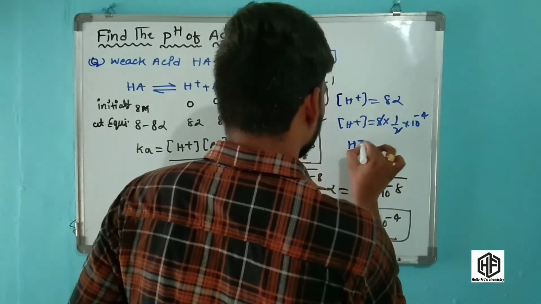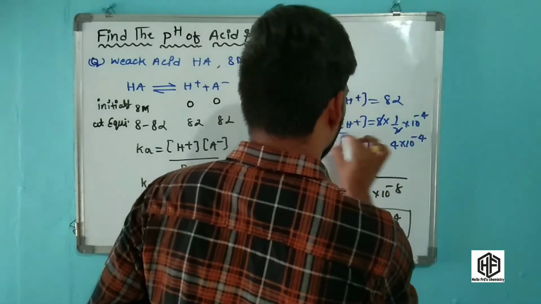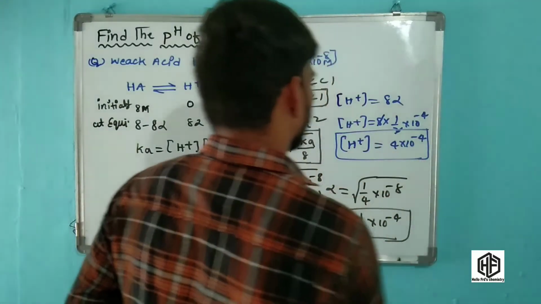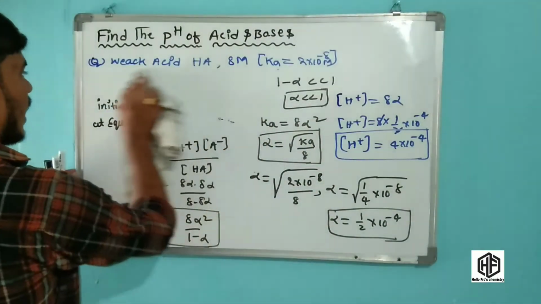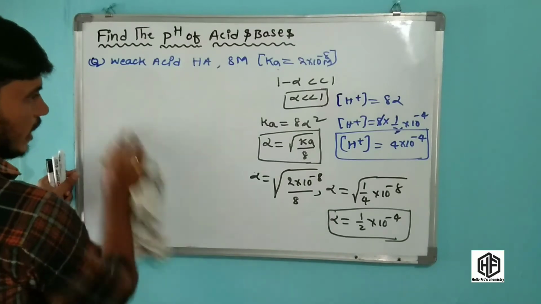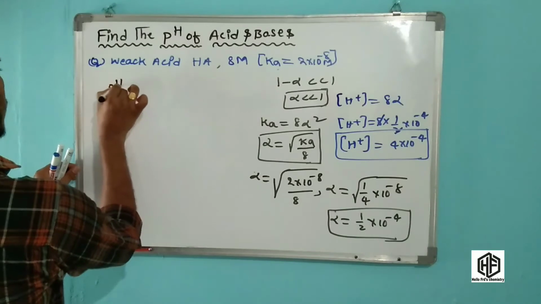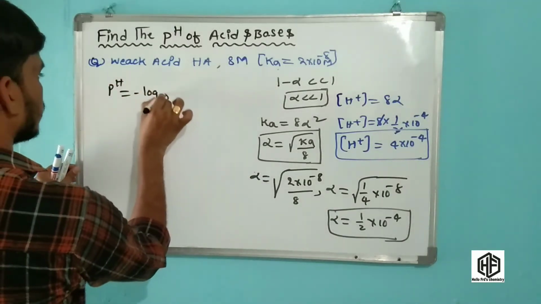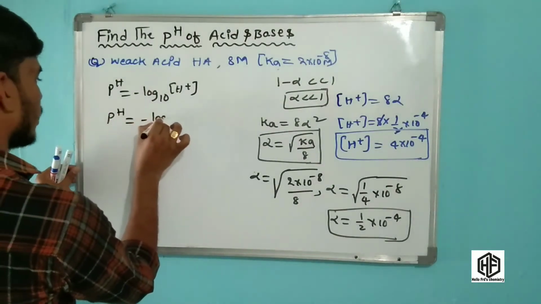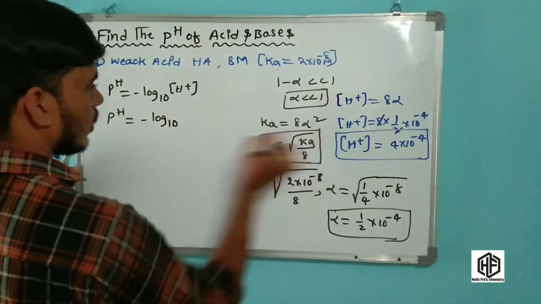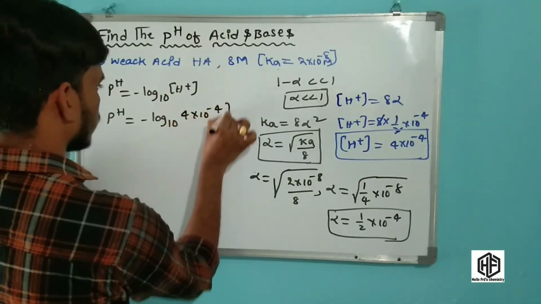Now what happened there, friends? The H plus ion concentration is 4 into 10 to the power of minus 4. Now we have to calculate the pH of this weak acid. pH is equal to minus log base 10 of the concentration of H plus ions, which in this weak acid is 4 into 10 to the power of minus 4.